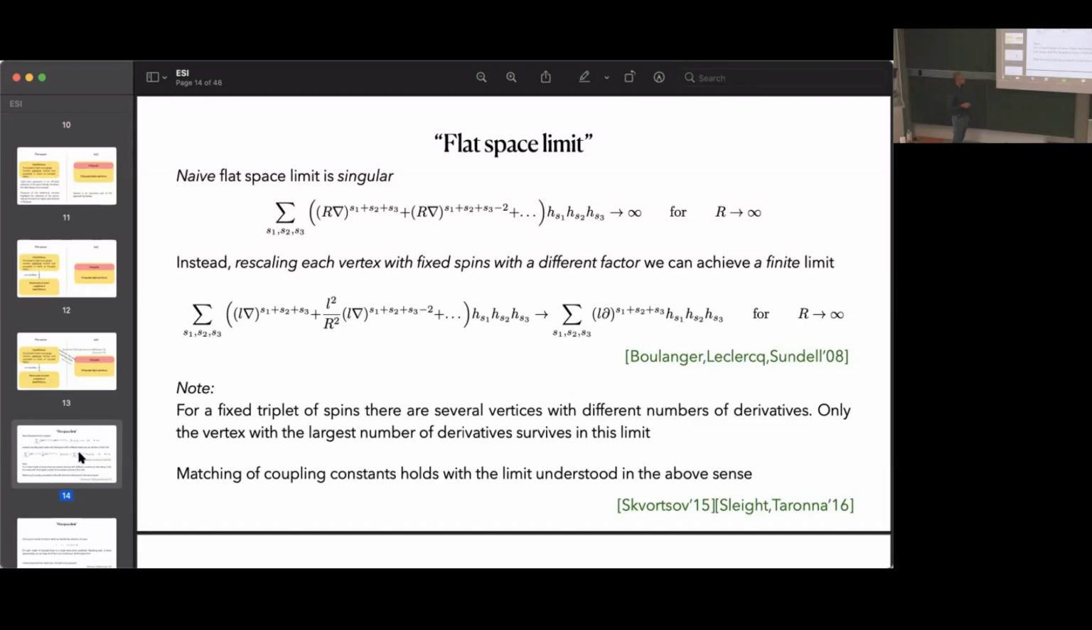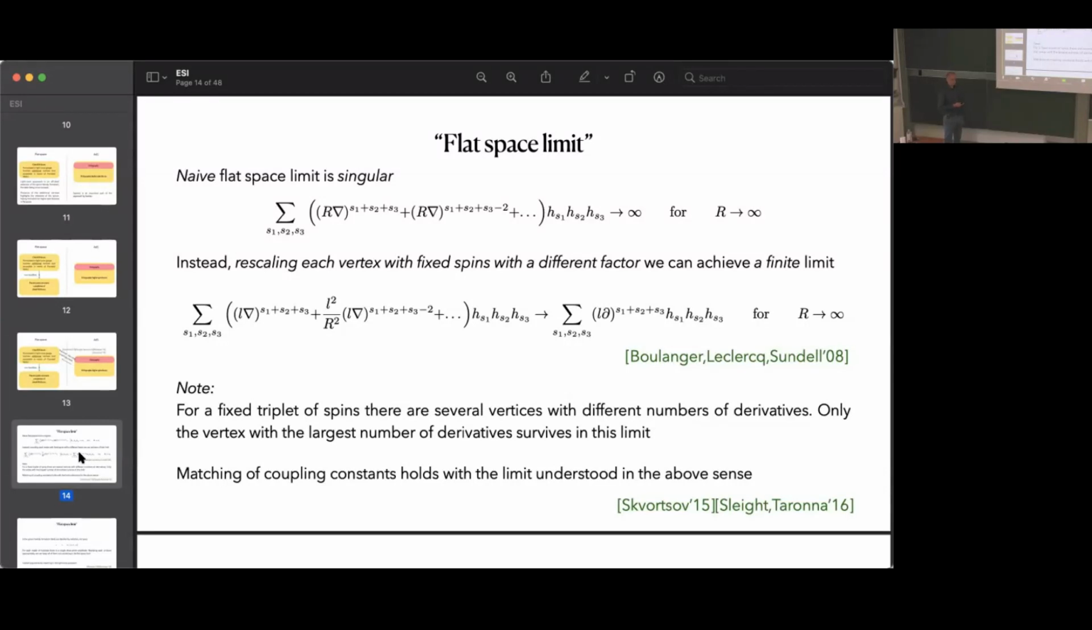I should note here that for any fixed triplet of spins, S1, S2, S3, there are in fact 2 different vertices in 4D. And as you can see in this procedure, only the highest derivative vertex survives, which means that we lose some information about the vertex, which doesn't seem to be good. But still, in these papers, it was suggested to check this matching between AdS and flat space theories in the flat limit using this kind of a limit. And the matching was indeed observed and holds in the highest derivative sector.